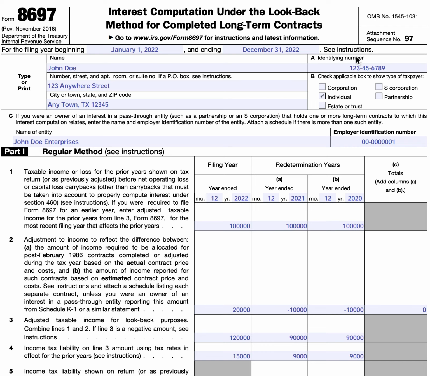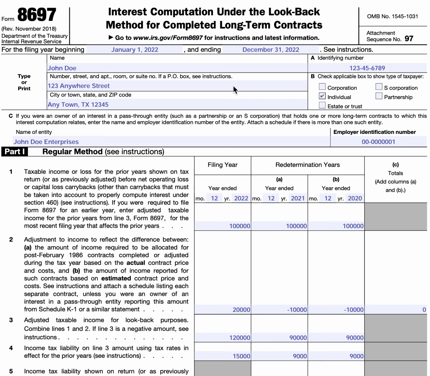If John Doe were filing as an S corporation or an estate or a trust or some other entity other than an individual, then you would enter the employer identification number in line A. In Part B, you check the applicable box to indicate the type of taxpayer that's completing this form.